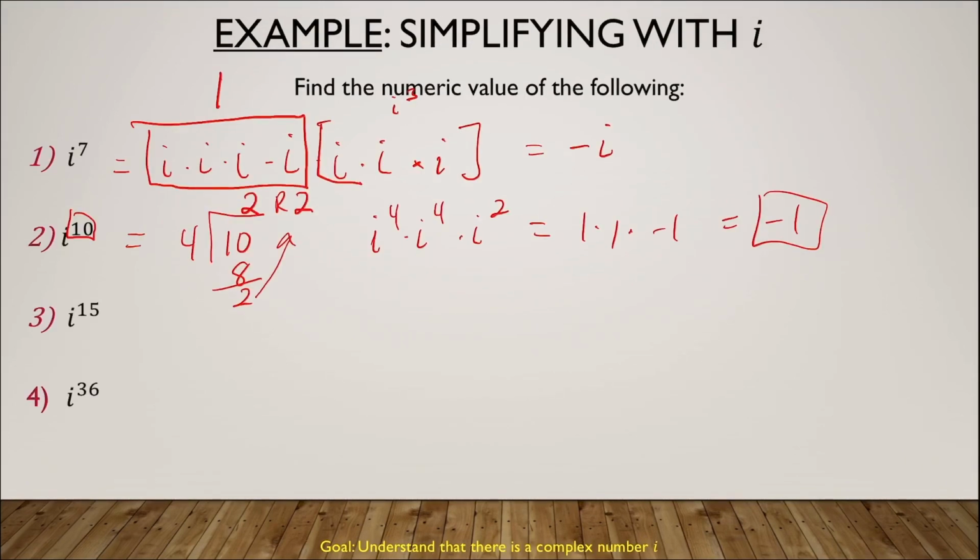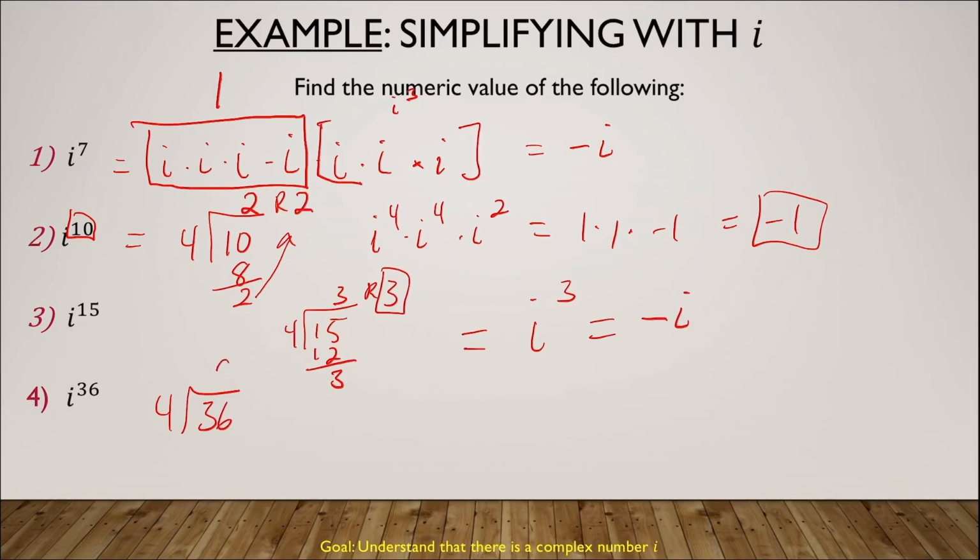So let's do that again. So i to the 15th, I'm going to go 15 divided by 4. We get 3. 4 times 3 is 12. 15 minus 12 is 3. So I get a remainder of 3. So I know this is going to be i to the 3rd power here, which we say is negative i. i to the 36th. So I divide 36 by 4. That goes in 9 times with no remainder. So I know this is equal to 1. See how we did that? We're just finding that group of 4.